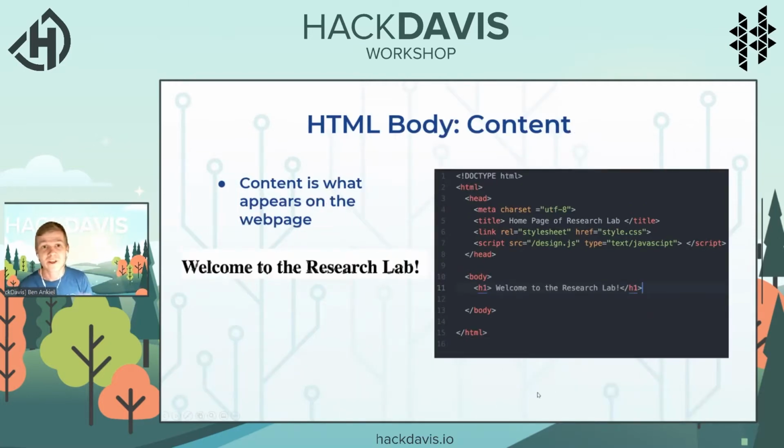And so going into the body, this is just the content that appears on the web page. These are each element that you see in your browser. In this example, you can see in the body, we have an H1 element. The H1 element is a header element, which means it's a big title. As you can see on the left-hand side, it says, welcome to the research lab, and that's the header in big text. So that's what we just made by putting that in the body. Simple, right?